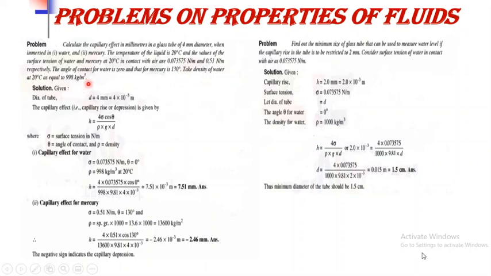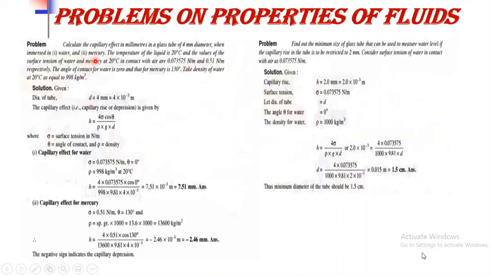So here two cases are given, when the glass tube is immersed in water and when the glass tube is immersed in mercury. When we immerse the glass tube in water, there is a capillary rise, and when we immerse it in mercury, there is a capillary fall. Means here you have to find out the capillary rise for water, and the capillary fall for mercury.